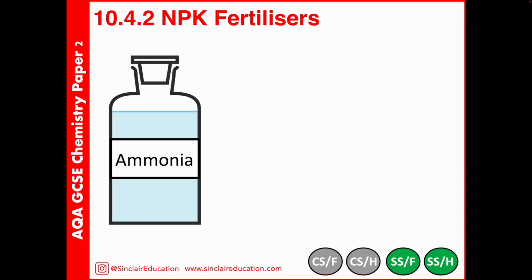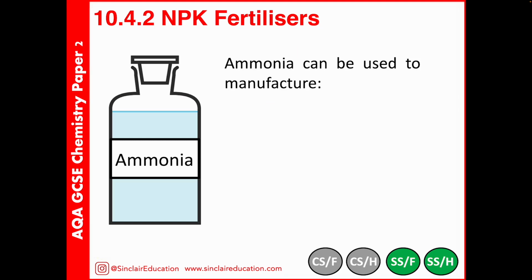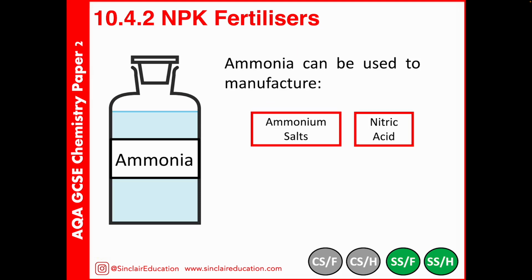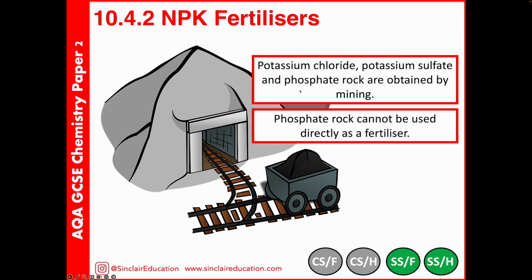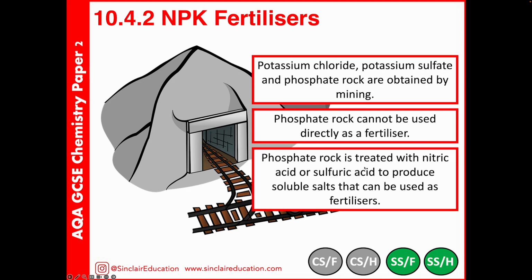So, first of all, the ammonia that we produce during the Haber process can be used to make ammonium salts, which we can just directly add to our soil. We can also use it to make nitric acid. We can also obtain potassium chloride, potassium sulfate, and phosphate rock directly from mining. So we're digging these out of the earth. Now, we've got a couple of rocks or salts here that contain potassium, and we've got phosphate rock also. Phosphate rock needs no further processing. We can simply just add this directly to our fertiliser.